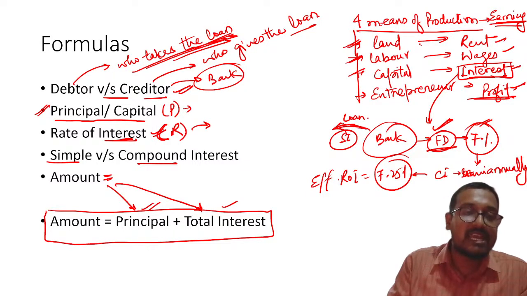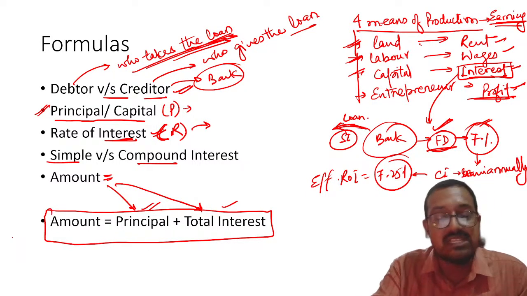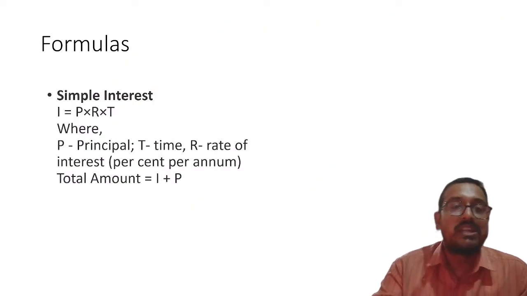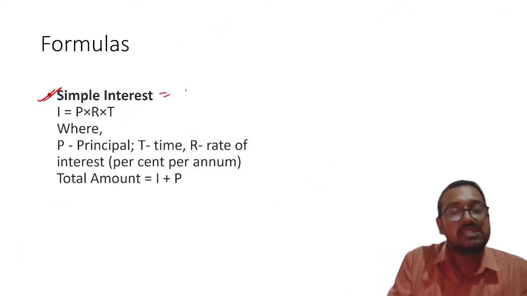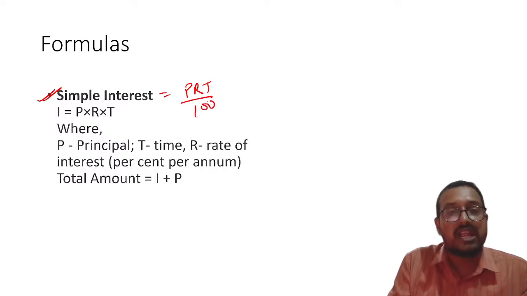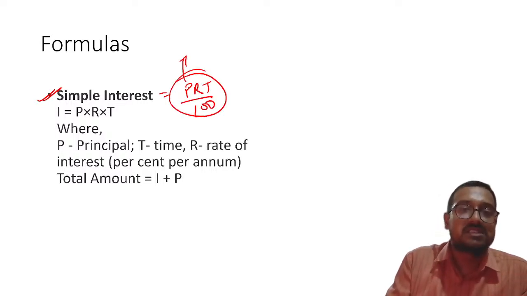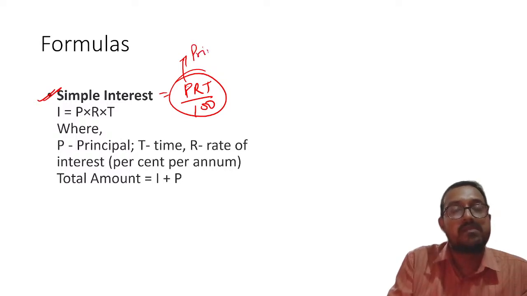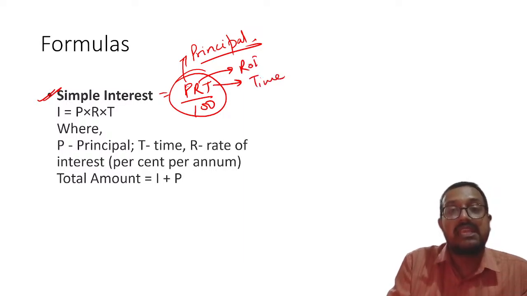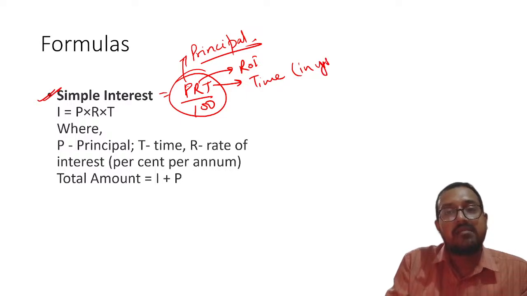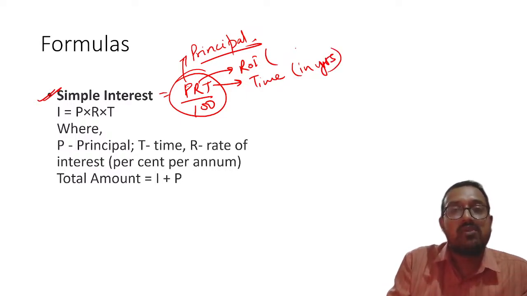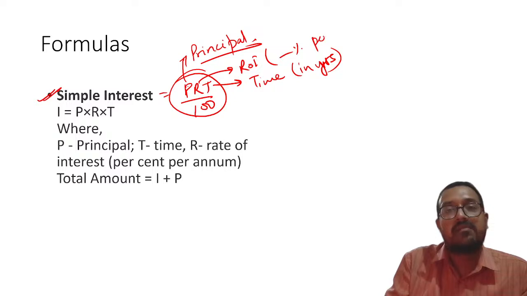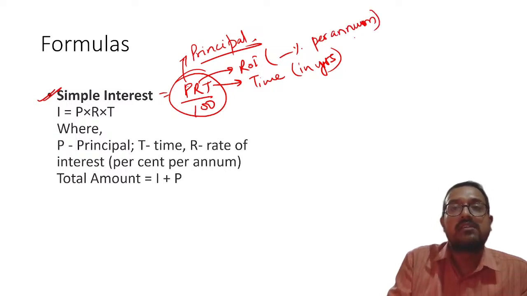When I talk about SI and CI, the approach to the question will be slightly different. My dear students, simple interest means PRT divided by 100. Here P means principal amount, R is the rate of interest, and T is time in years. Please remember, in years, because the rate is also annual, a certain percentage per annum.